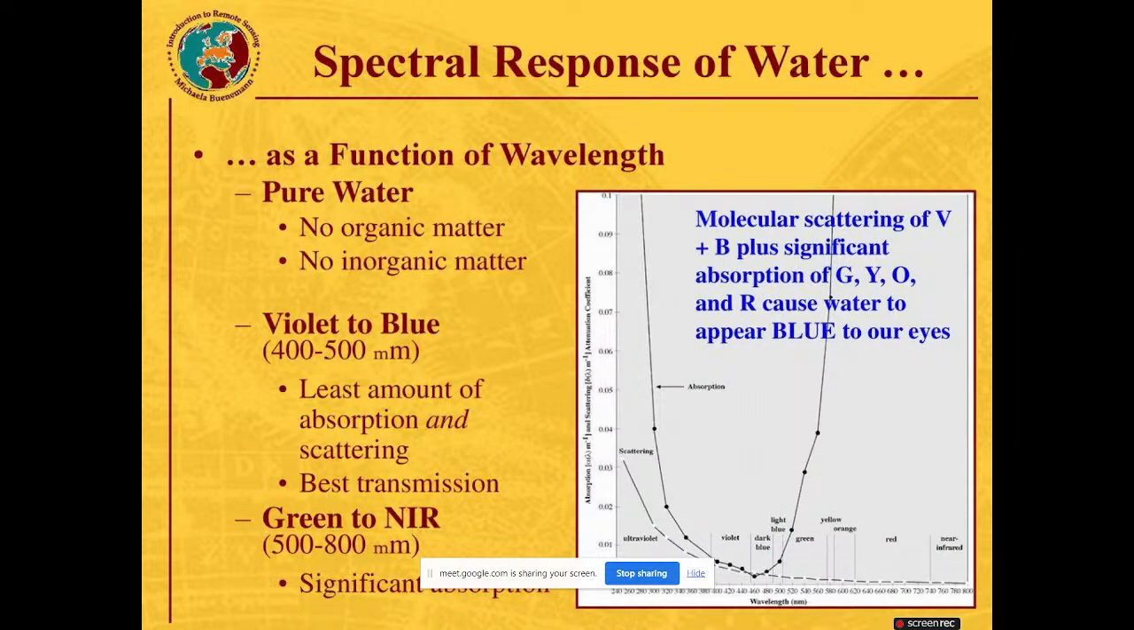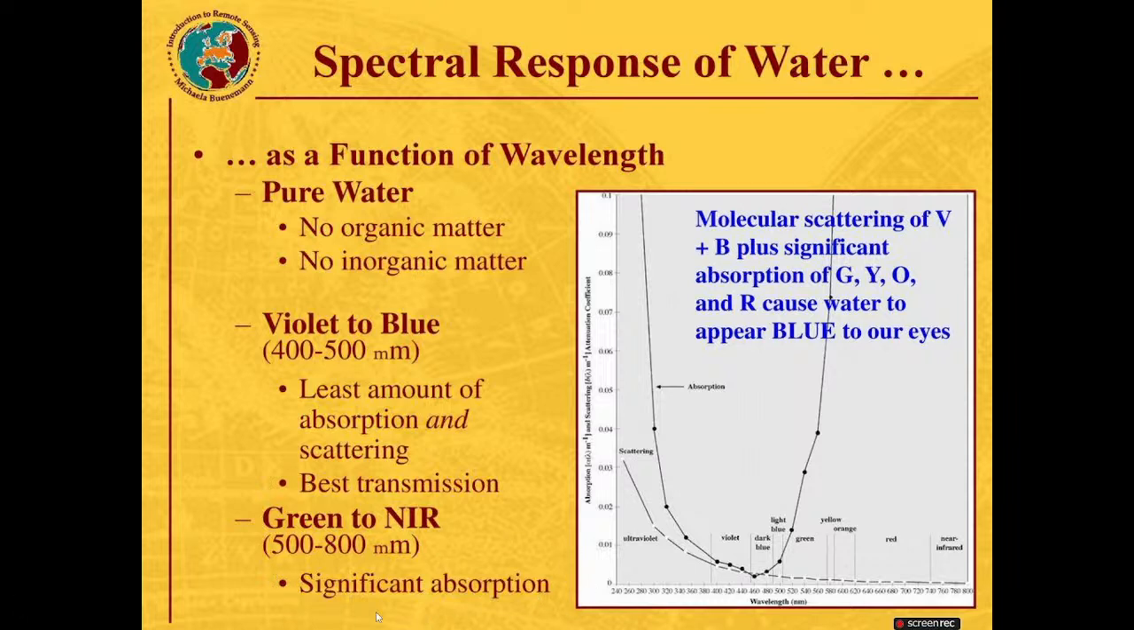And this time we talk about organic or inorganic matter. So you can see violet to blue, with a wavelength of 400 to 500 nanometers, has the least amount of absorption and scattering. Mainly this band has the least absorption and scattering and the best transmission. Green to near infrared, 500 to 800 nanometers, has significant absorption.